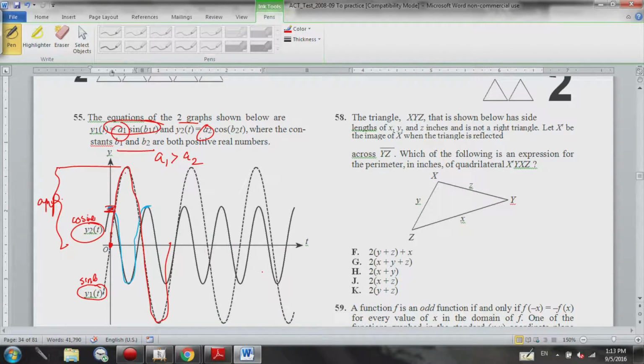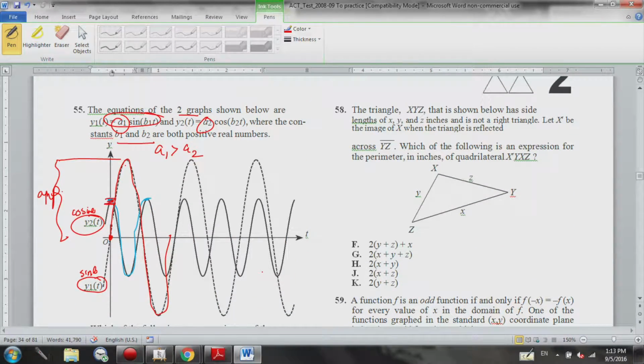Question number 58. The triangle XYZ that is shown below has the side lengths x, y, and z. Typically, as you can see over here, the vertices are named with capital letters and side lengths are named with small letters. That's just like mathematical manners. It doesn't have to be like that, but that's what they do. The triangle XYZ shown below has side lengths x, y, z inches and it's not a right triangle. It's good to know.